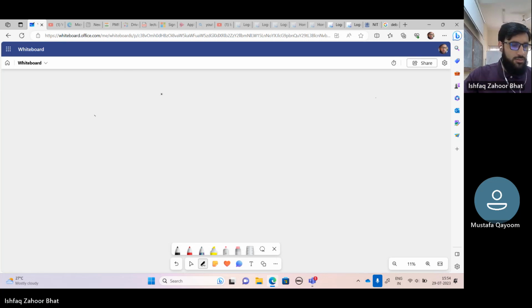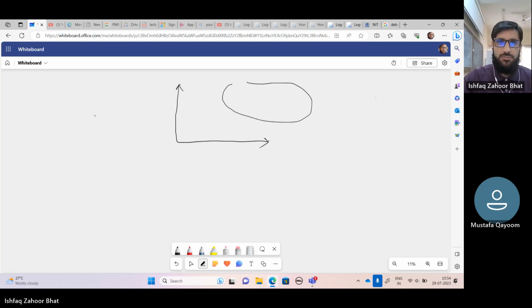Okay. Yes, sir. Okay, so let us take a rigid body. So this is a rigid body, and let's take some O dash point and let's take some P point. Okay. Let me take some different point.